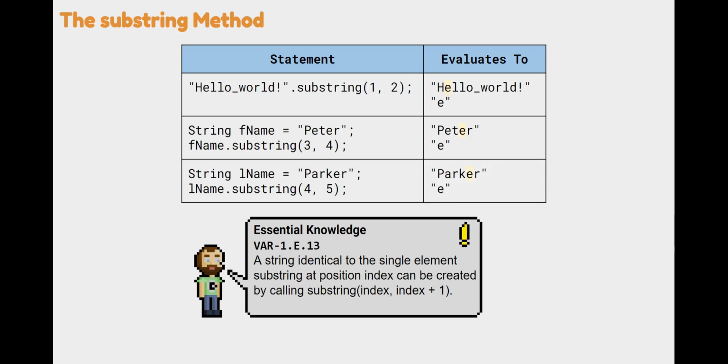This aligns with our essential knowledge. A string identical to the single element substring at position index can be created by calling substring(index, index + 1). Which means if you ever see a substring call where the second parameter is just one higher than the first parameter, that means you are just grabbing a single letter.